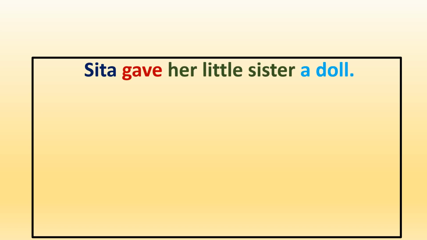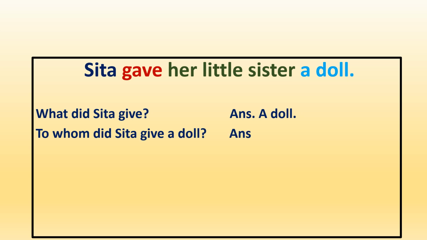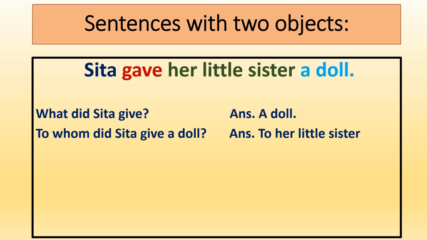Examine the following sentence. Sita gave her little sister a doll. What did Sita give? And the answer we get, a doll. To whom did Sita give a doll? To her little sister is the answer. We see that the verb gave here has two objects. One, doll, and second, sister. Doll is a non-living thing, sister is a living thing. So the non-living thing is called direct object and the living thing is called indirect object.